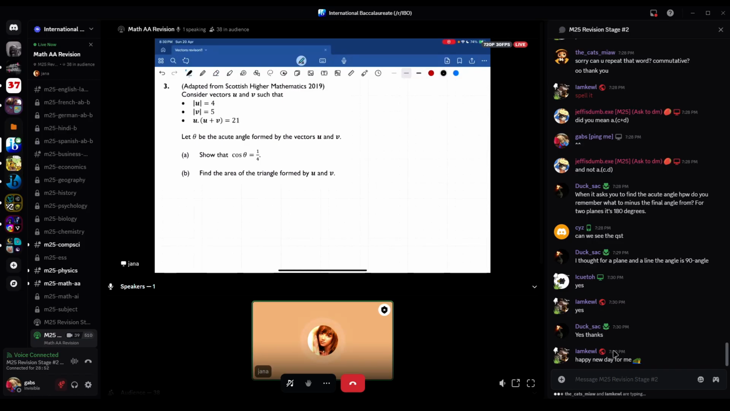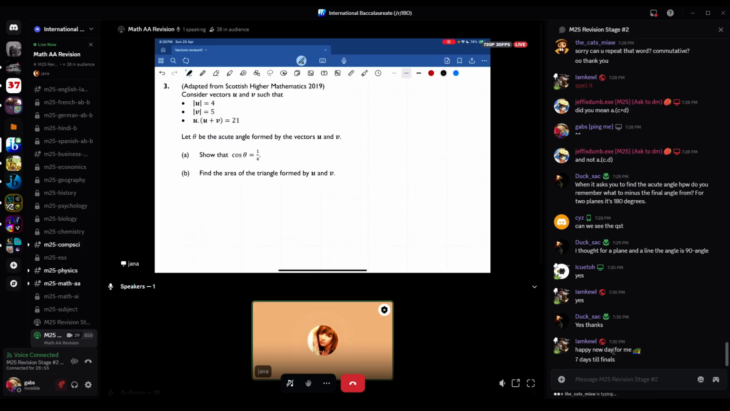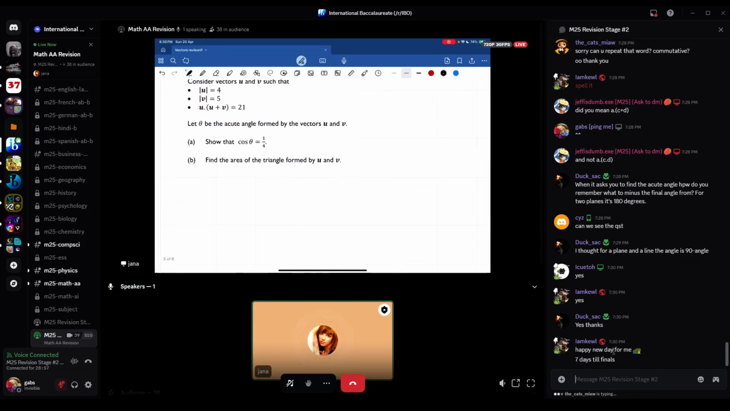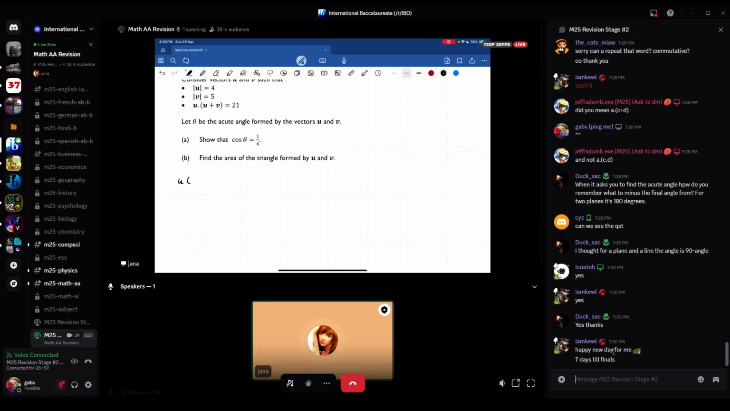And because we know that the dot product is distributive, we can do this really fun thing. So u dot u plus v is equal to 21. So it's u dot u plus u dot v equals 21. And another fun property of the dot product is that u dot u is the same thing as the magnitude of u squared, plus u dot v equals 21.